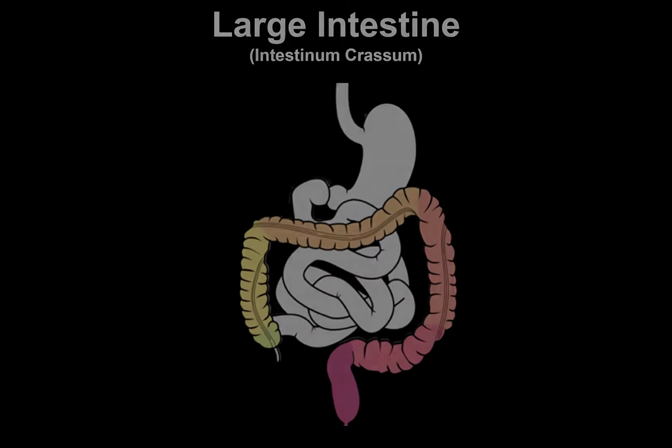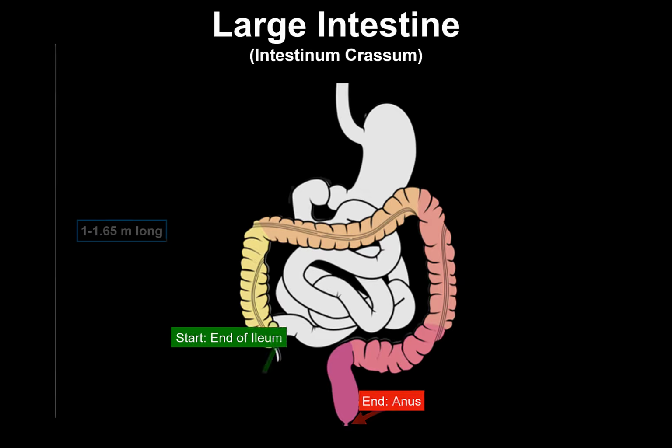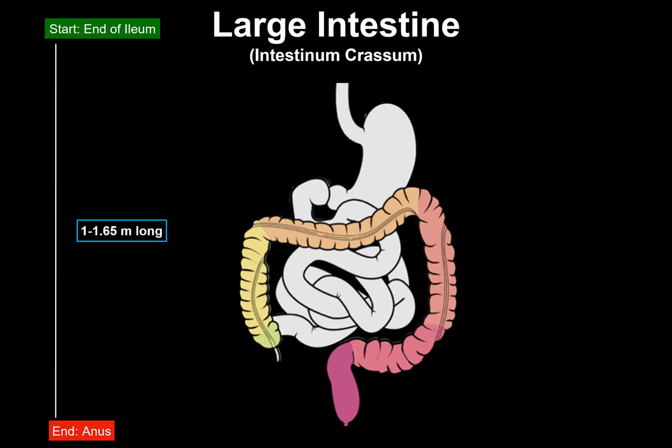So here I've highlighted the large intestine, or Intestinum Crassum in Latin. Crassum means dense or thick. It starts at the end of the ileum and ends at the anus. So the whole colored part is the large intestine. And if you would stretch out the large intestine, you would see that it would be approximately 1 to 1.5 meters long. So it's not as long as the small intestine, and its functions differ.